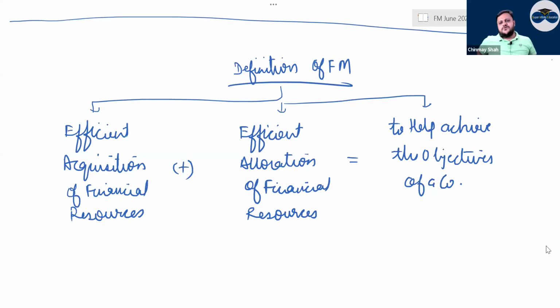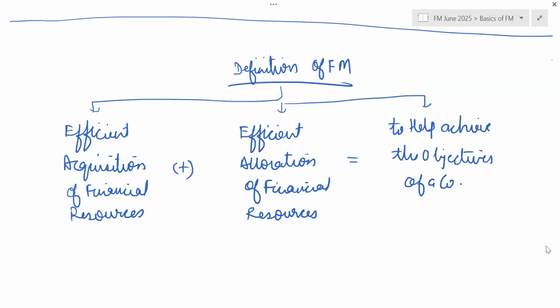Now, what is the objective of a company, or the financial objective of a company? Any company in this world, do you start a company just for the sake of it, or do you start the company for earning profits? Earning profits. If you have invested 10 rupees, you want 20 rupees out of it. Good returns out of it. Correct?